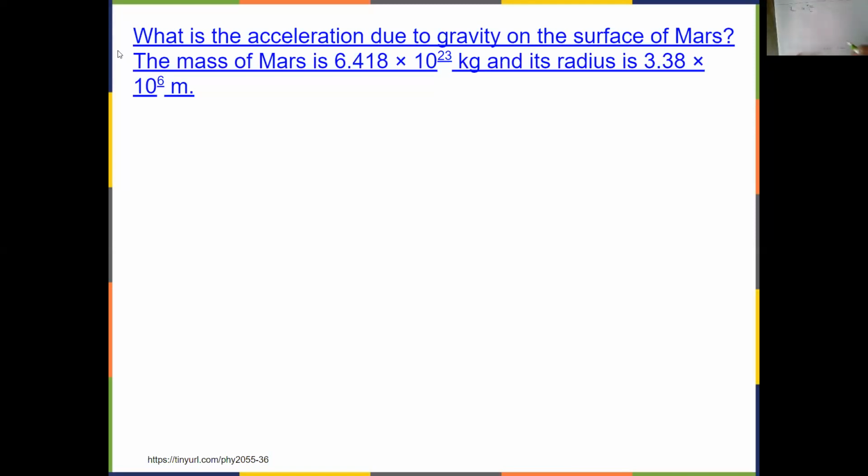All right. So again, we just plug in the numbers. If we have everything in SI units, we can leave the units out for right now. So the mass of Mars is 6.418 times 10 to the 23 divided by 3.38 times 10 to the 6, squared. That's going to give you roughly 3.75 meters per second squared. Most of you have this right. Let me know if you have questions if you didn't get this right.